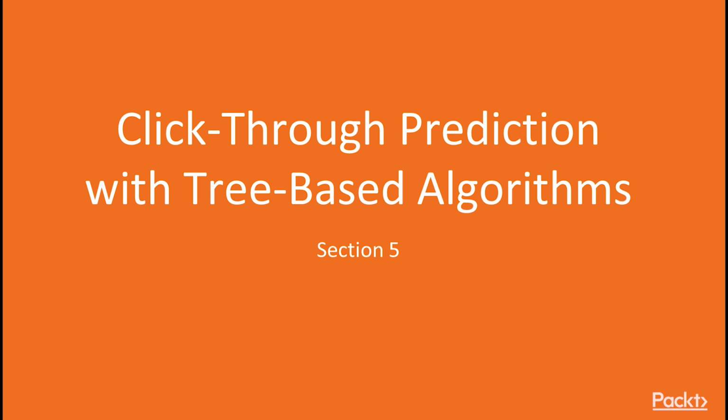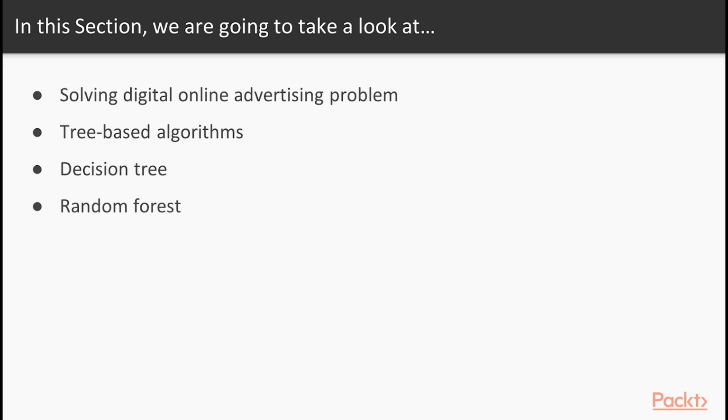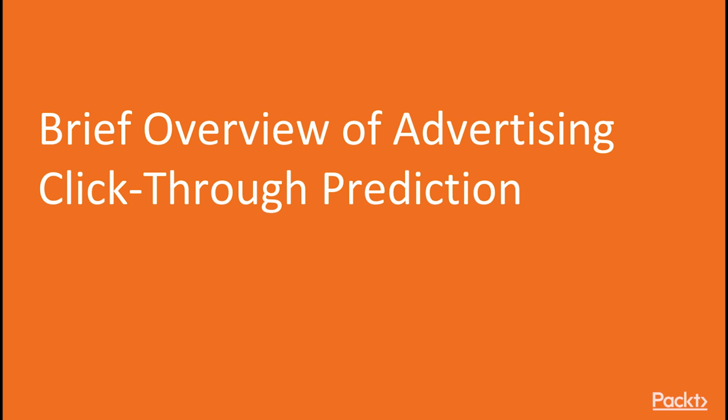Hello, we are back with a new section of this course, Click-Through Prediction through Tree-Based Algorithms. In this section, we will be solving one of the most important machine learning problems in digital online advertising, click-through prediction. Given a user and the page they are visiting, how likely they will click on a given ad. We will be focusing on learning tree-based algorithms, decision tree and random forest, and utilizing them to tackle the billion-dollar problem.